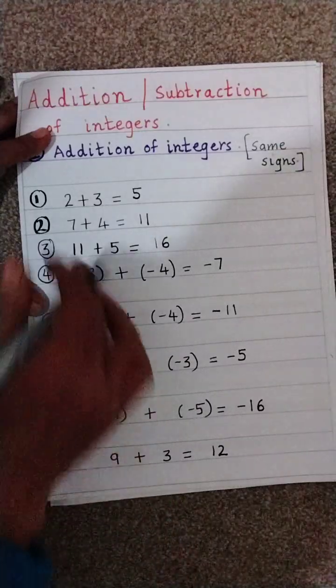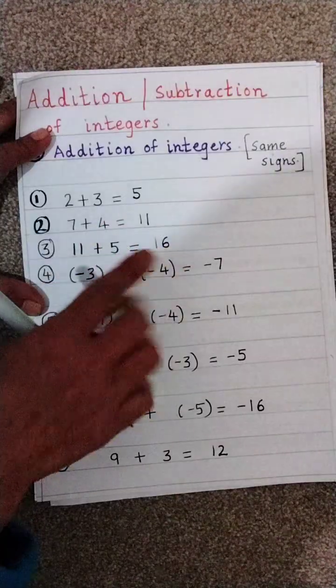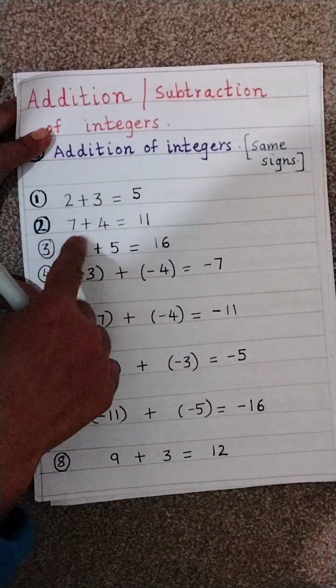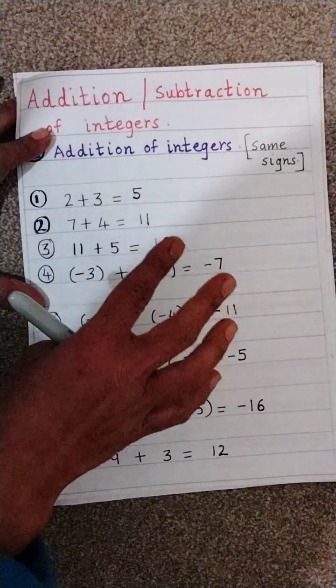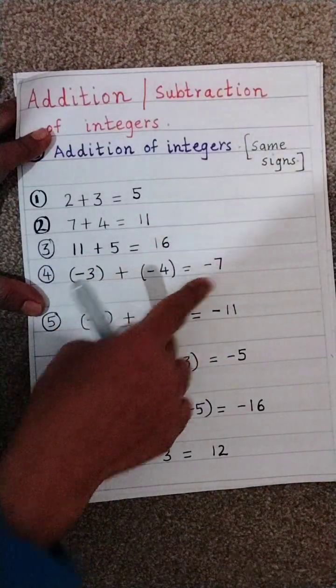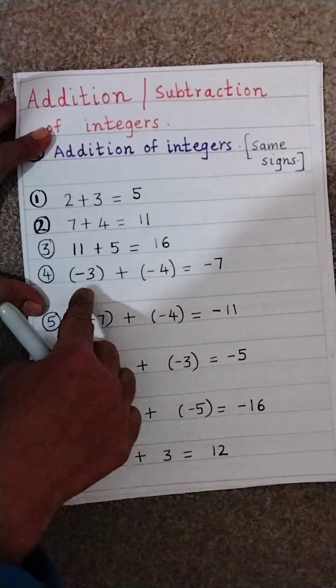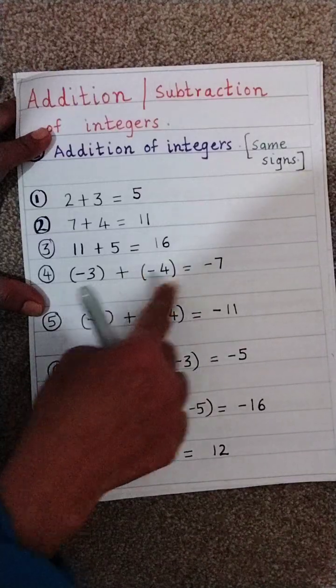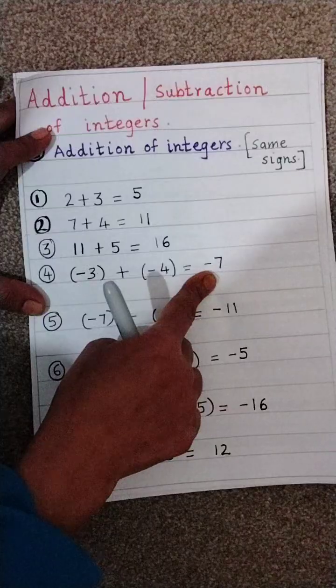So addition of integers with same signs, you have to keep the sign and just add. So 2 plus 3 is 5, 7 plus 4 is 11, 11 plus 5 is 16. We are keeping the sign. Here we are keeping the sign, both these numbers have same signs. Minus 3 plus minus 4 is minus 7. We add and keep the sign as minus.